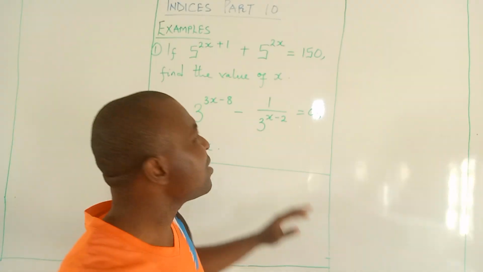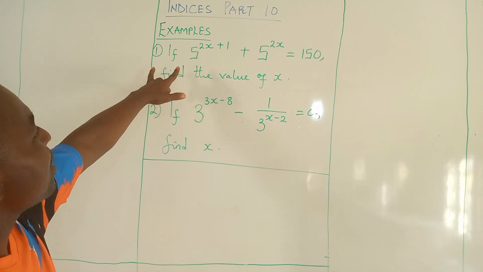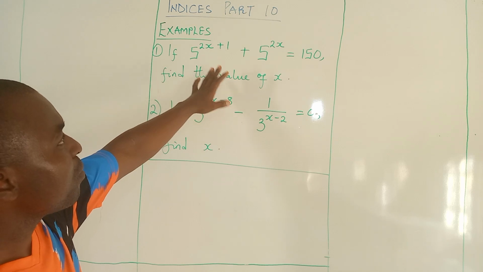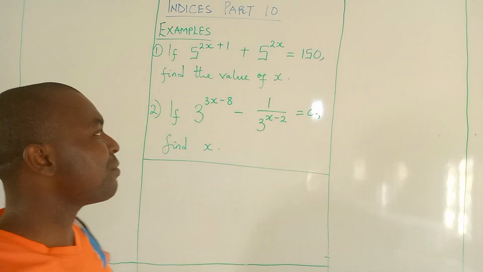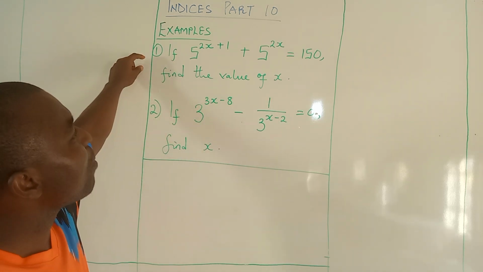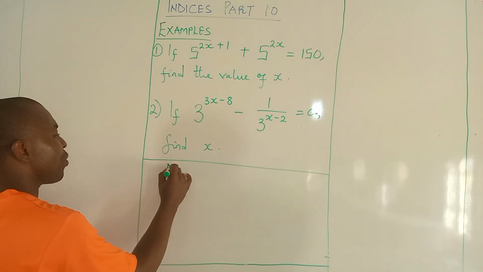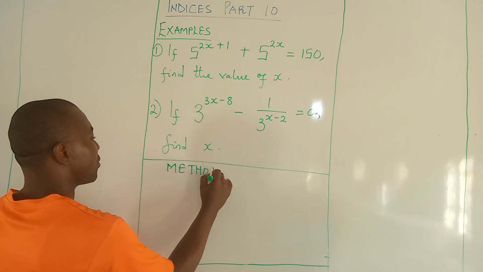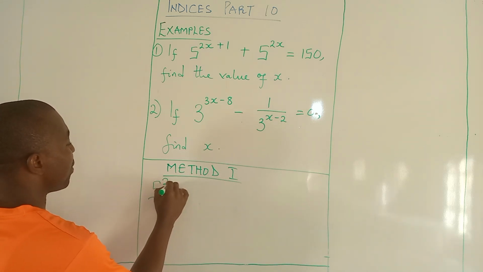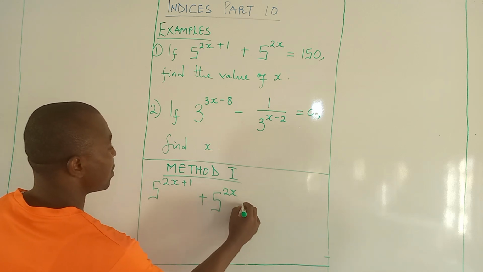All right, so under indices part 10, we have two examples. The first one is: if 5 raised to power 2x plus 1, plus 5 raised to power 2x, is equal to 150, find the value of x. I am going to solve number 1 using two methods. So I'll call this one method 1. 5 raised to power 2x plus 1 plus 5 raised to power 2x is equal to 150.